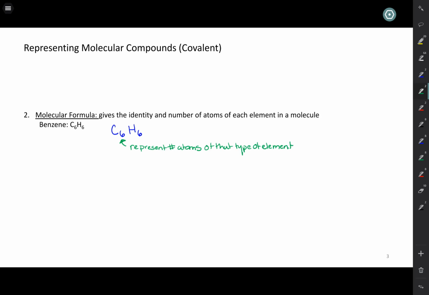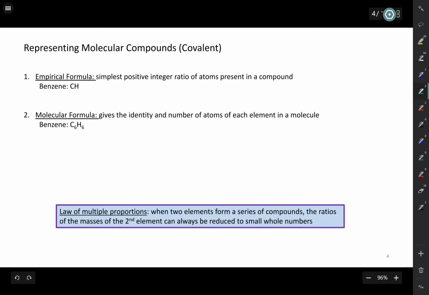The empirical formula is a little bit more simple than the molecular formula. The empirical formula is the simplest positive integer ratio of atoms present in a compound. So this gets to the law of multiple proportions, which you learned about a few units ago. The law of multiple proportions states that when two elements form a series of compounds, the ratios of the masses of the second element can always be reduced to small whole numbers. Okay, that's a lot of fluff. So let's get into what that really means.